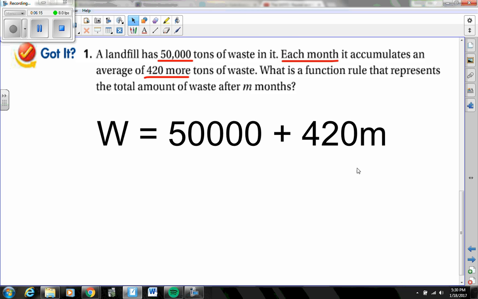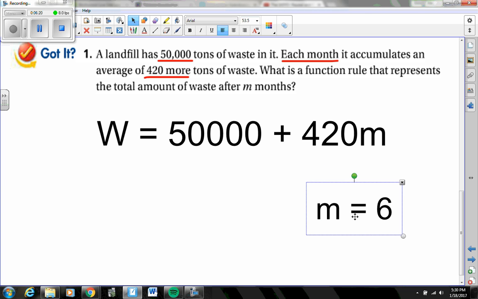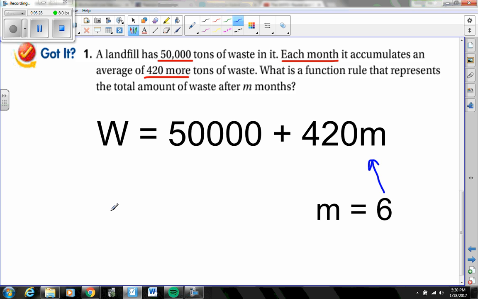So if, let's say, I let m be 6 months, we can figure out how much waste we would expect by taking the 6, plugging it in for m, and multiplying. It would end up being W equals 52,520 tons. We're going to put 6 in there. 420 times 6 is 2,520. Add that to 50,000, and this is what we get.